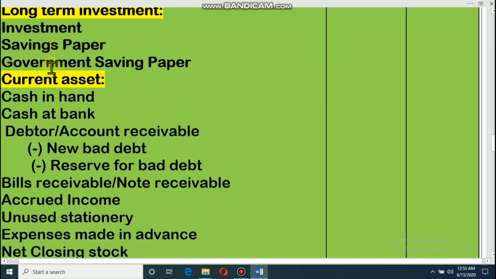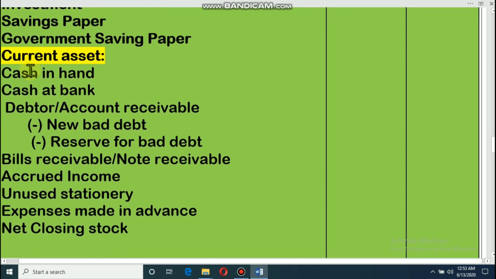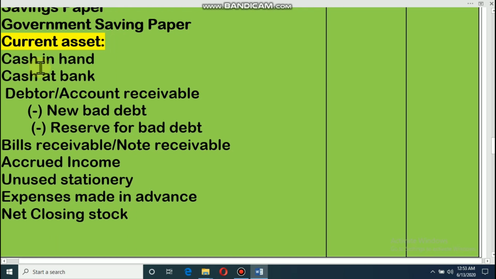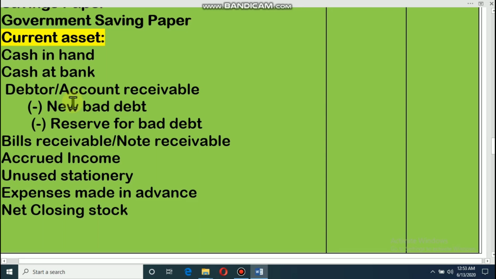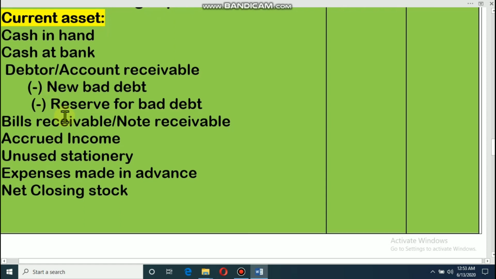The next step will write the current asset, that means the current asset of the organization. Dear student, you know current assets are cash in hand, cash at bank, debtors, accounts receivable. One important thing: debtors and accounts receivable are the same, and from that we have to subtract new bad debt, that means bad debt of the current year, which will be found in the adjustment. Then reserve for bad debt, which will also come from the adjustment. These two items will be subtracted from debtors or accounts receivable, and then we will get the net debtors.